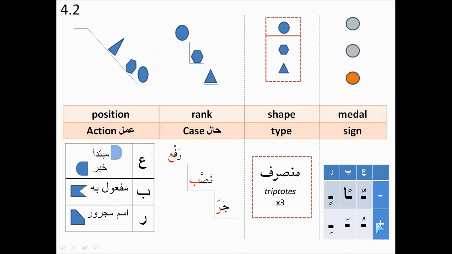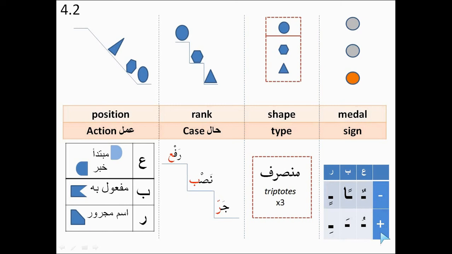Marfu, ma'rifa, 1 dhamma. Mansoob, ma'rifa, 1 fatha. Majroor, ma'rifa, 1 kasra. Remember what nakira means, indefinite. We have met indefinite nouns without alif lam, and ma'rifa means definite with an alif lam.